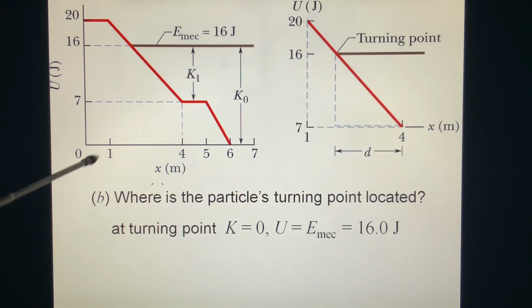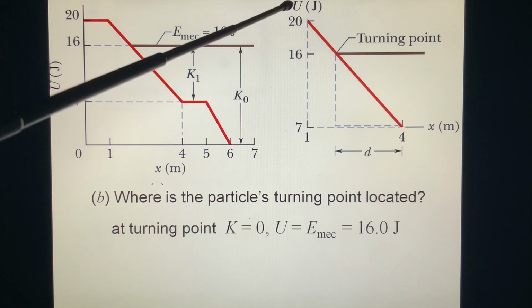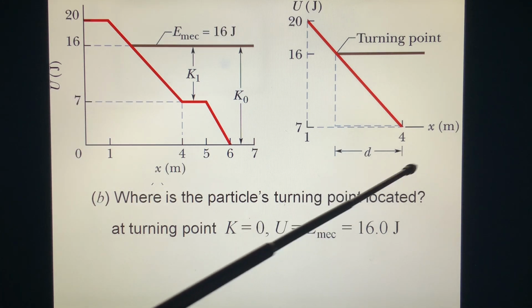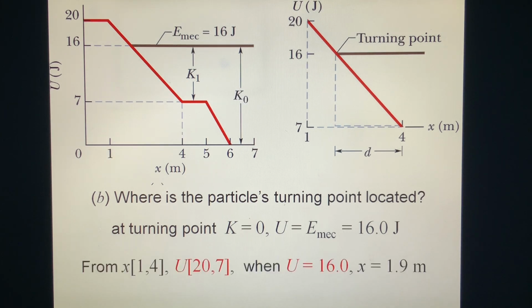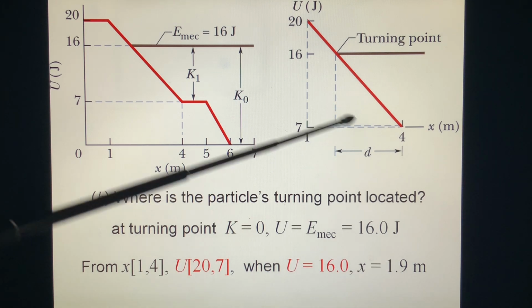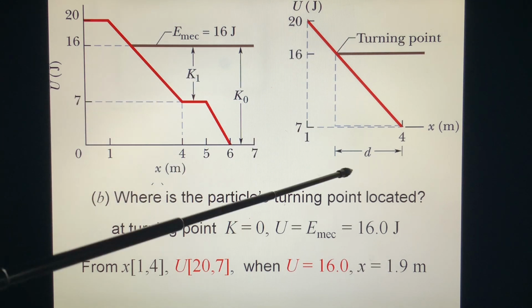Now, from 1 to 4, this is a straight line. At 1, this is 20. At 4, this is 7. I want to find where it is 16. This is a very easy question for you, so I'm not going to do it. We can tell you the x is 1.9 meters, okay? 1.9 meters.